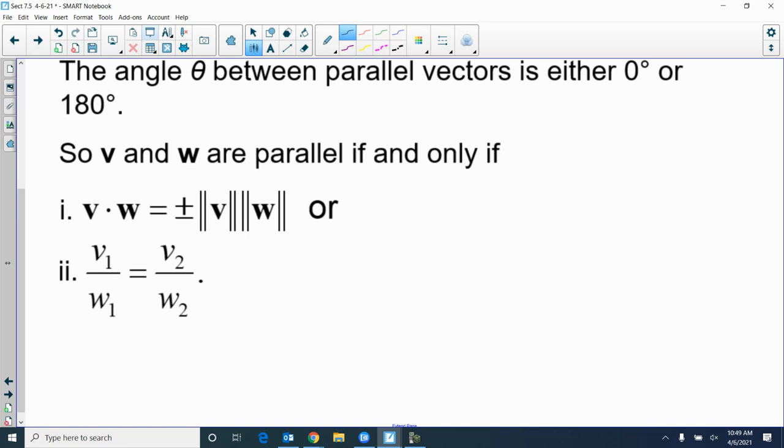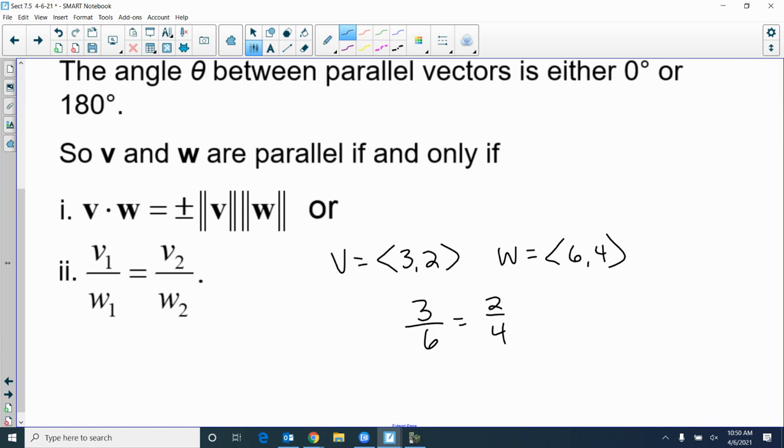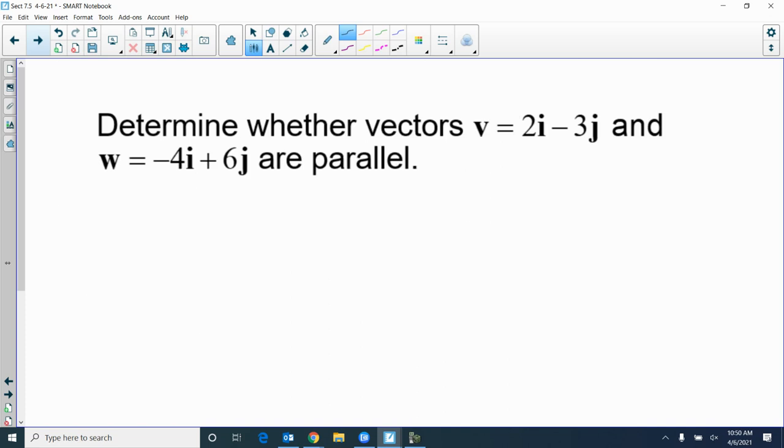And now what vector did we use? In the previous slide, we said V was 3, 2, and then W was 6, 4. So all you do is take the first one, it becomes 3 over 6 equals 2 over 4. You can set up a proportion. But the main thing is, is it a multiple? If you find it as a multiple, it's got to be parallel. And I think that's the easiest way.